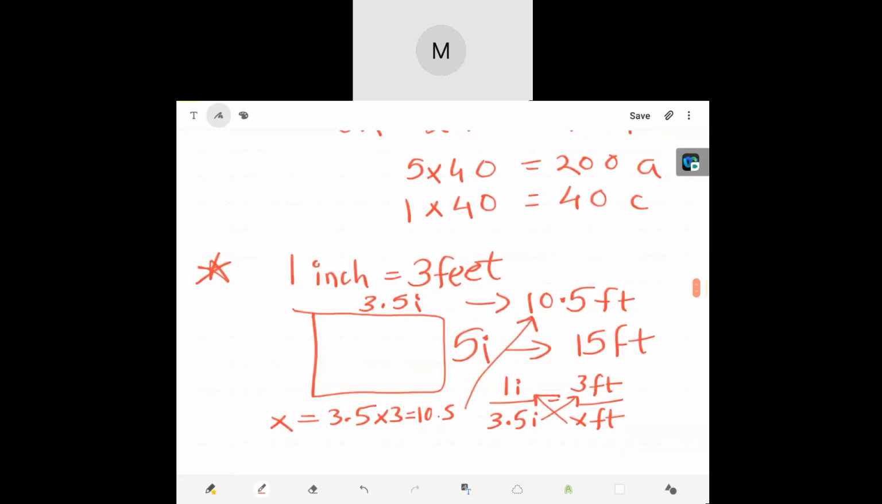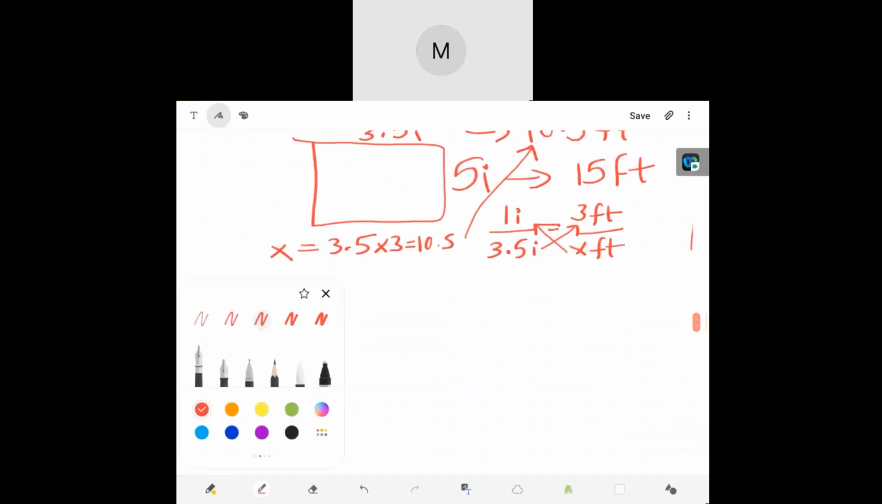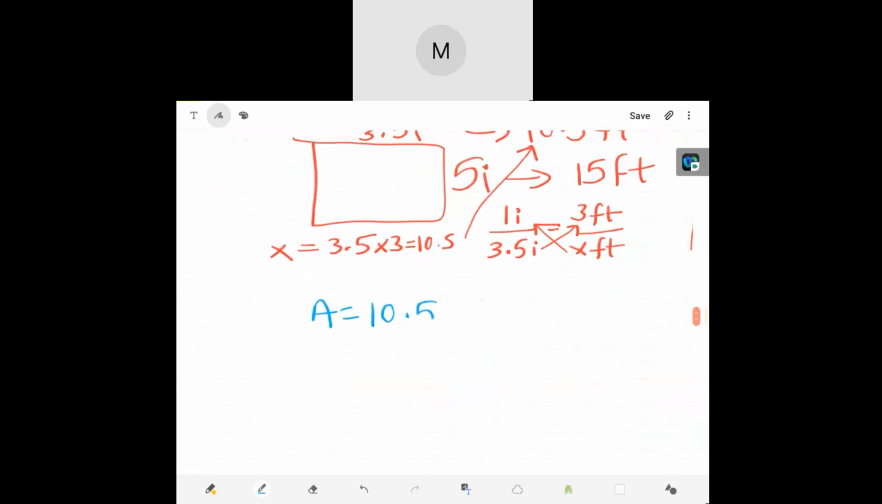Right, let me just change the color a little bit so that it's easier to see. So now at this point, we already know what our two sides are. And finally, the area would just become 10.5 times 15 feet. And so if we were finding the answer in terms of feet squared, the answer would become 157.5 feet squared.